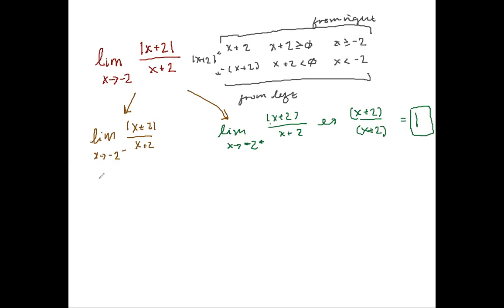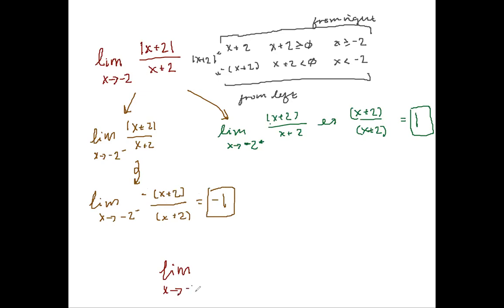Next, let's think about this from the left. We're going to turn this into, we said that this was going to be the equivalent of minus x plus two, right? Because we're coming at it from the left, x is going to be coming at it from a place that is less than minus two. And we're going to have it set up like that. So what is the limit as it approaches from the left? So what can we say about the limit as x approaches minus 2?